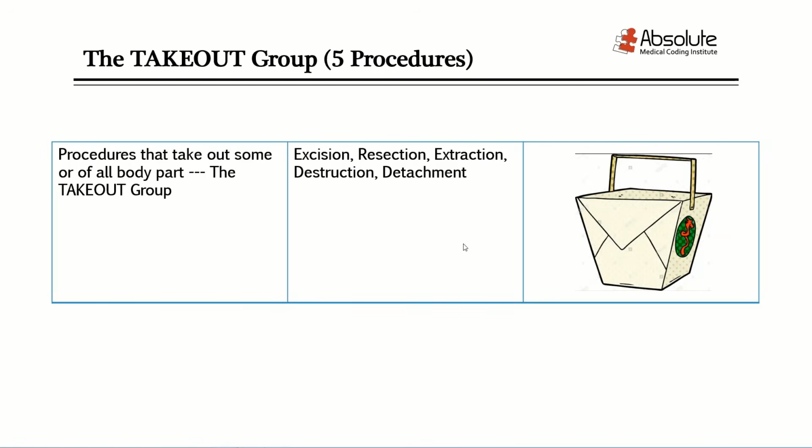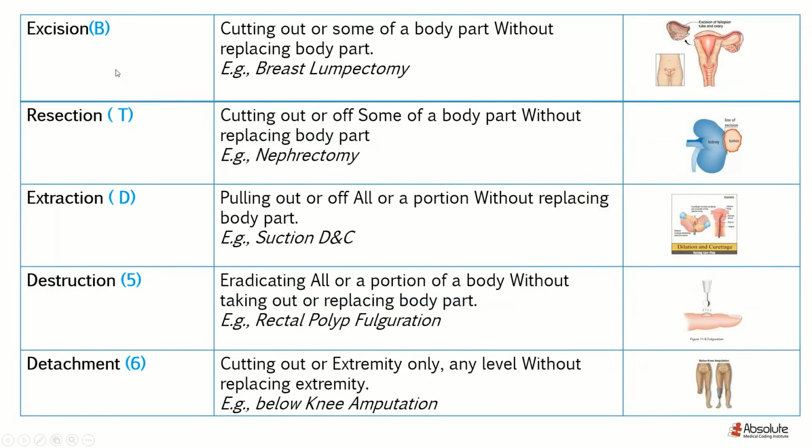It's called takeout group because these 5 procedures, they take out some or all of a portion of a body part. Ladies and gentlemen, meet excision, resection, extraction, destruction, detachment. These are all members of the takeout group. And if you want to go ahead and take another look, you see your excision. Excision, that's your B character, your B value.